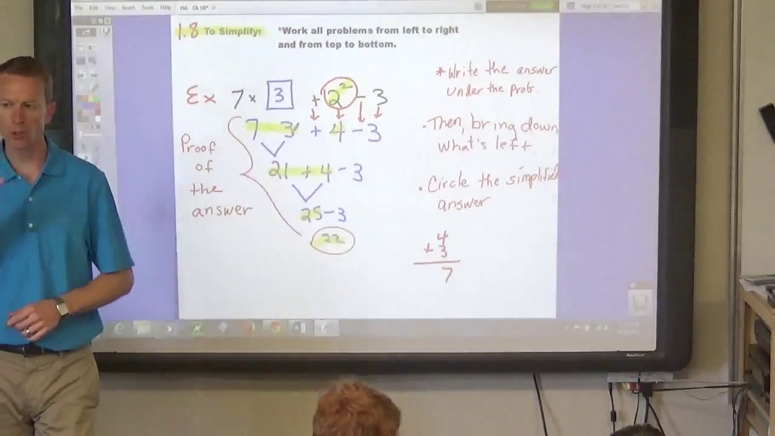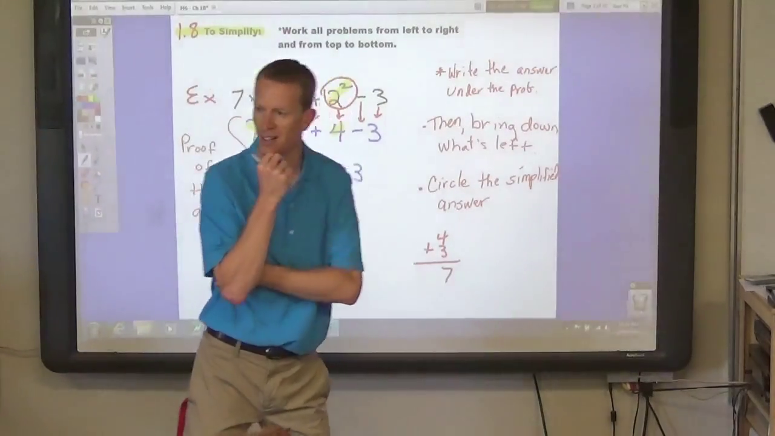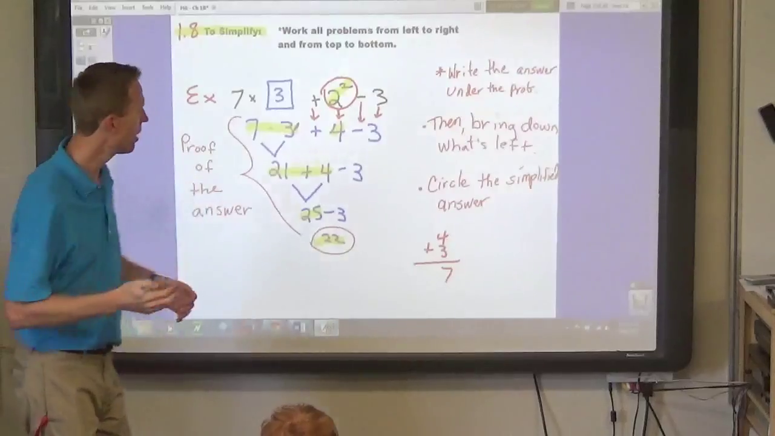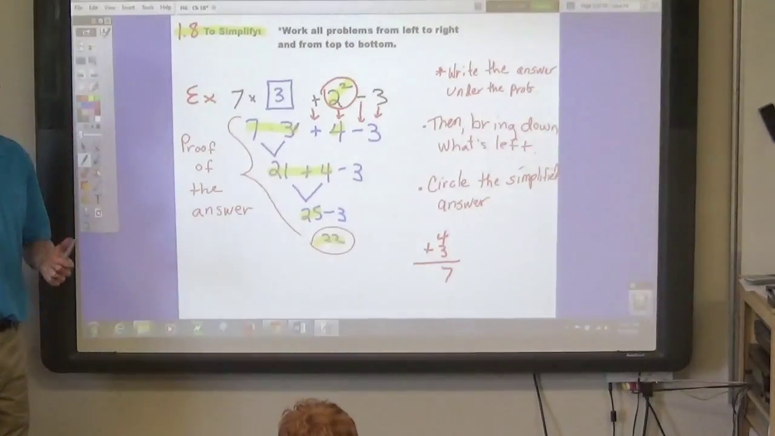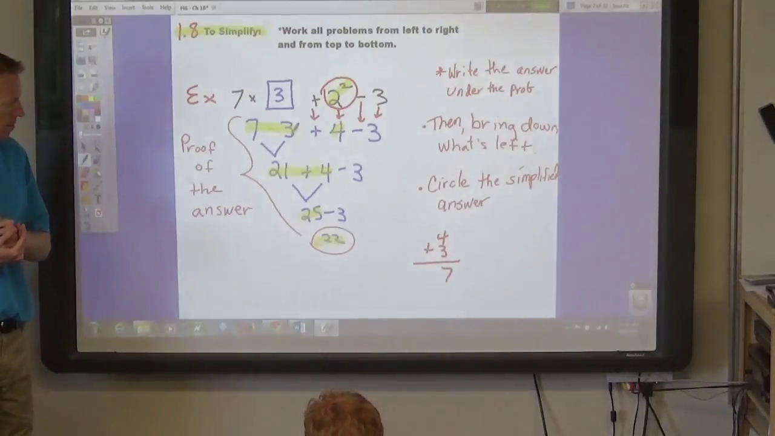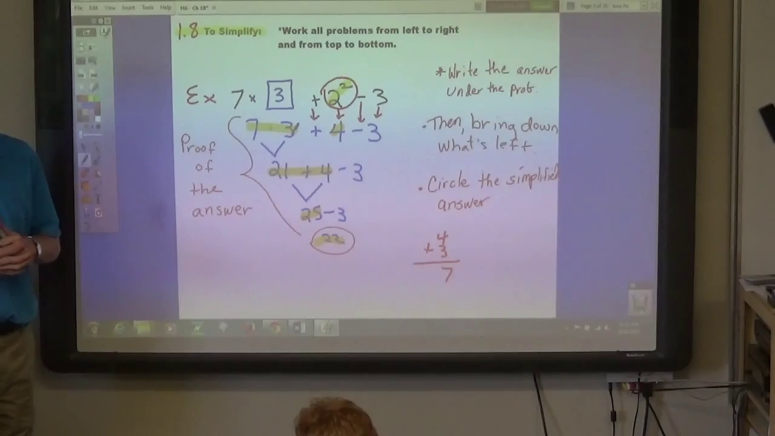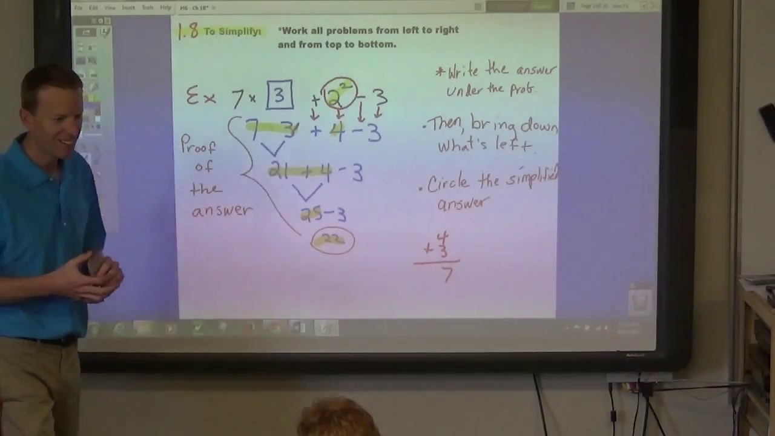Are we done with step 2? Are there any more exponents or powers? Nope, that's it, right? So now we can go on to step 3. What is step 3, class? Do multiplication and division in order. All right, a little faster. Do multiplication and division in order.